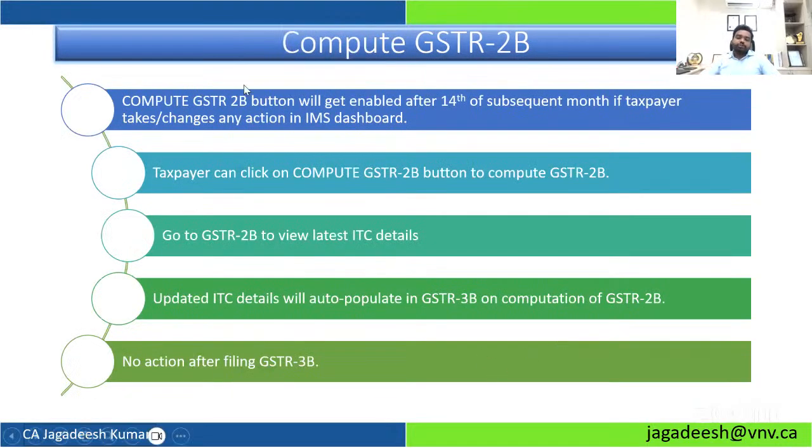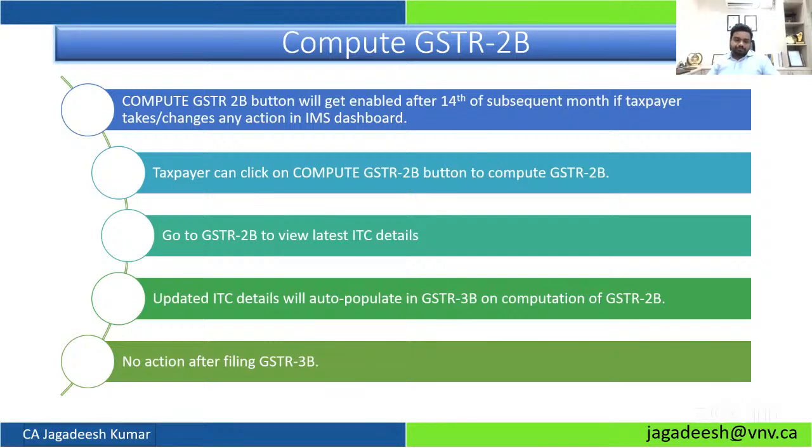So compute GSTR-2B. Just now I said that if I have taken any action after the 14th, my GSTR-2B will get updated. This compute GSTR-2B button will be enabled after the 14th of every month, that means after the 14th of the next month. So based on the action taken from the 1st to 14th, my 2B will get generated. If I take any action from the 14th to 20th, then I need to click on compute GSTR-2B. Then only GSTR-2B will get updated. So after clicking on that, my 2B will get updated, as well as these updated ITC details will be auto-populated in 3B.